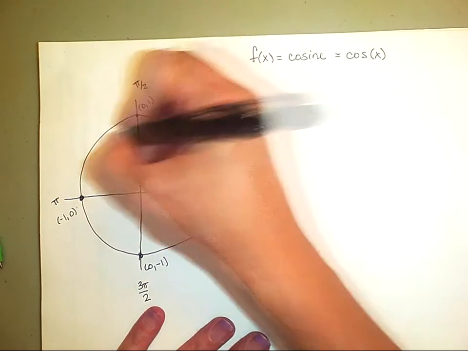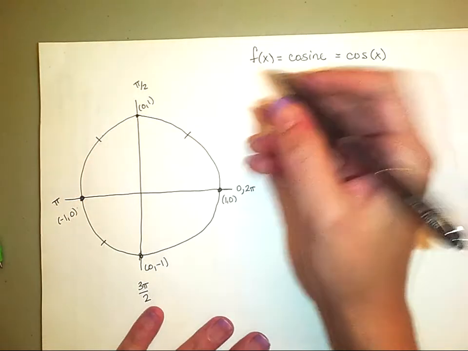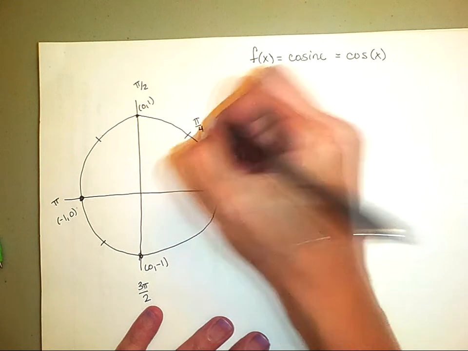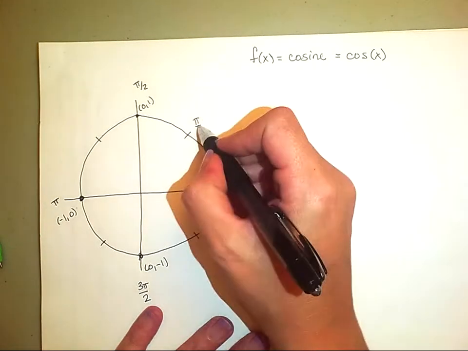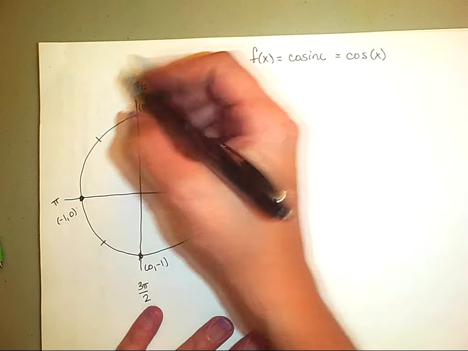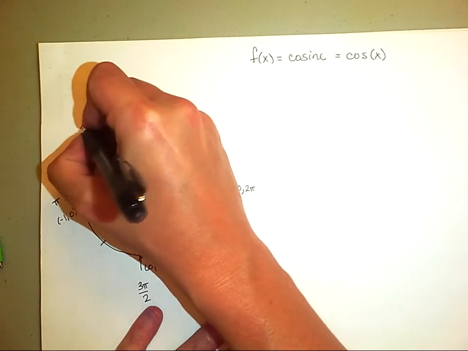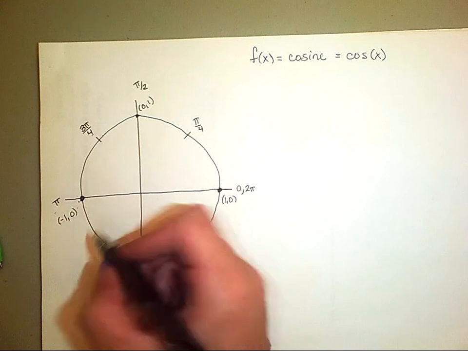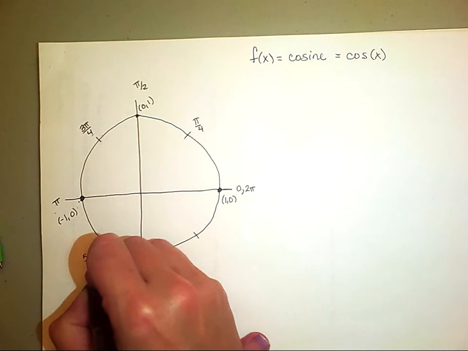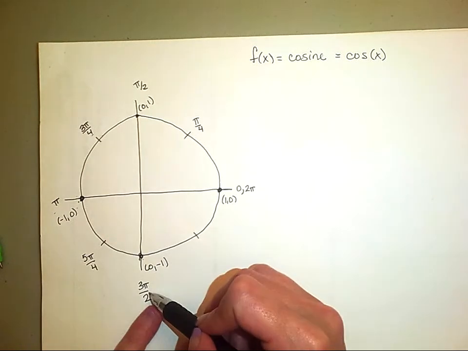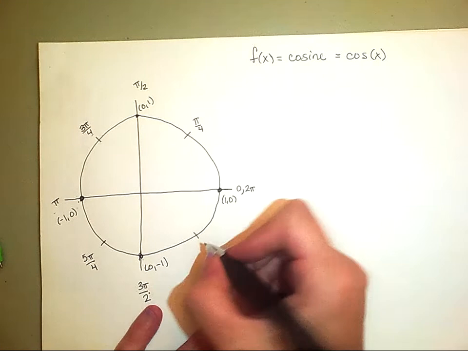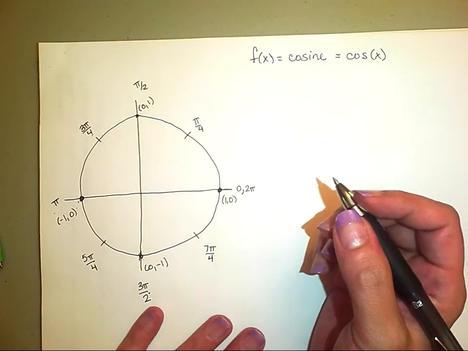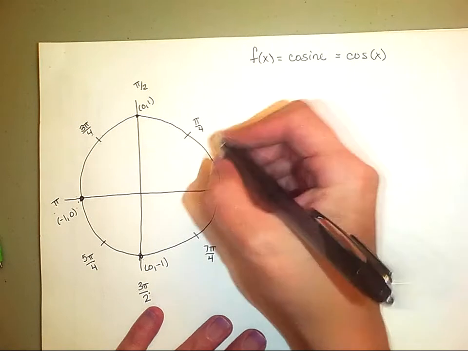Now let's take half of those angles. Half of pi over 2 is pi over 4. And then we'll just start counting. 1 pi over 4, 2 pi over 4, 3 pi over 4, 4 pi over 4, which is just pi, 5 pi over 4, 6 pi over 4, which is 3 pi over 2, and this is 7 pi over 4. That takes care of the halves.